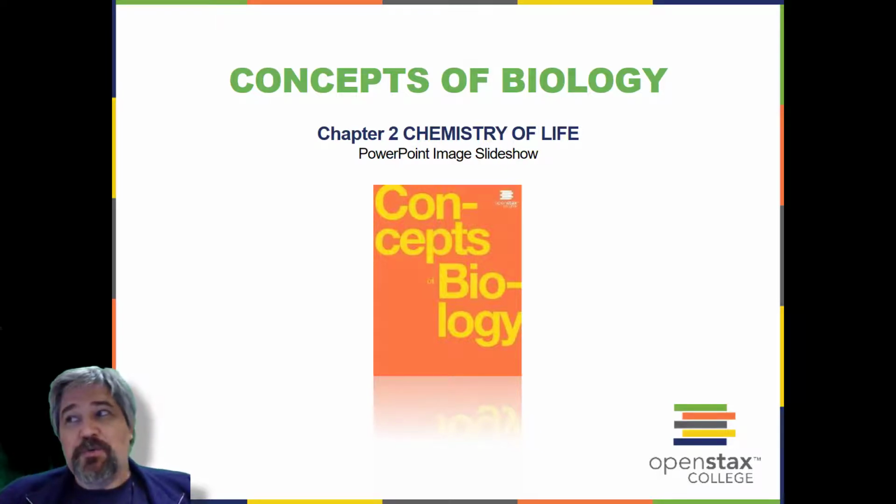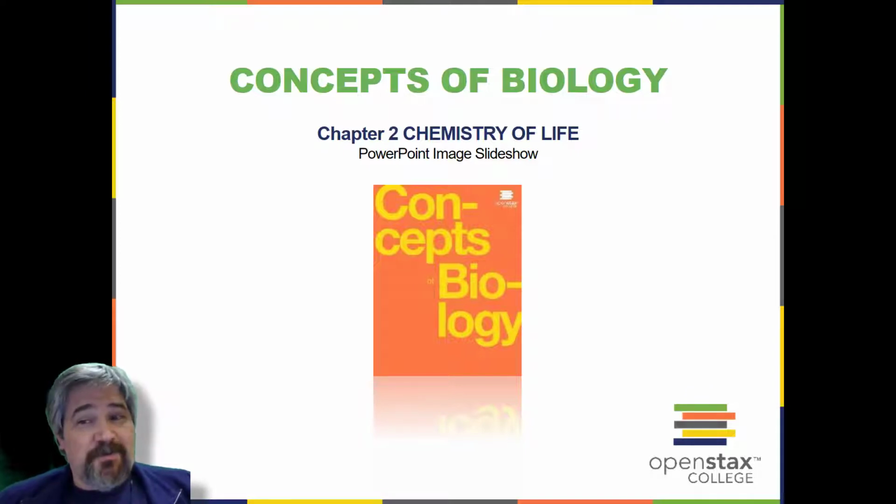Welcome to Chapter 2, Chemistry of Life. The elements carbon, hydrogen, nitrogen, oxygen, sulfur, and phosphorus are the key building blocks of the chemicals found in living things. They form carbohydrates, nucleic acids, proteins, and lipids, all of which will be defined later in this chapter. They are the fundamental molecular components of all organisms.